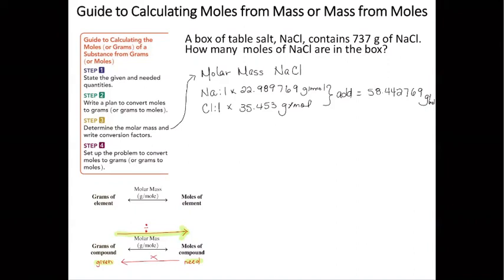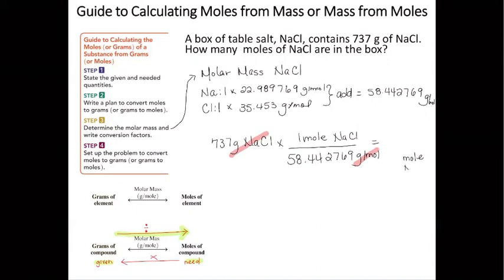And then we're going to write the grams of the sodium chloride given, 737 grams of NaCl. We're going to divide by that molar mass, 58.442769 grams per mole are in 1 mole of sodium chloride. The units of grams per mole cancel. And then our answer for moles of NaCl, do it at home. Let's see what we get if we get the same number.